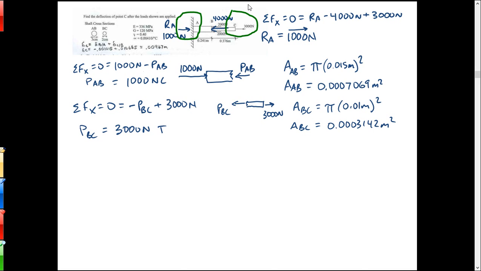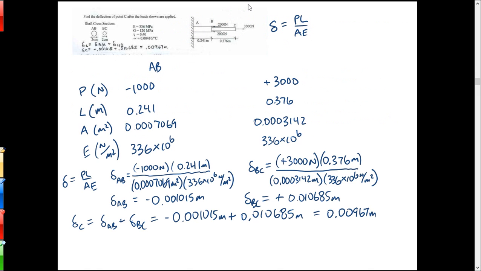So once I've got this information, what I do next is set up a table, P, L, A, E. I've got the units on the left. I just plug everything in. So minus 1,000 for AB, 0.241, 0.0007069, and 336 times 10 to the 6. I just plug in everything, and I'll get delta. Now that delta is what B does with respect to A.